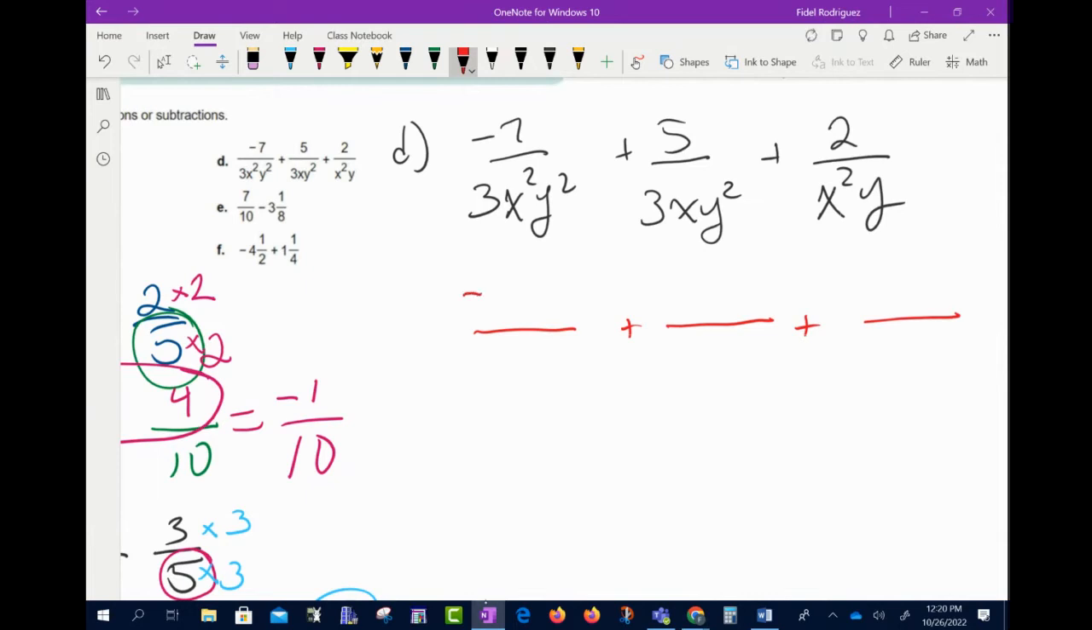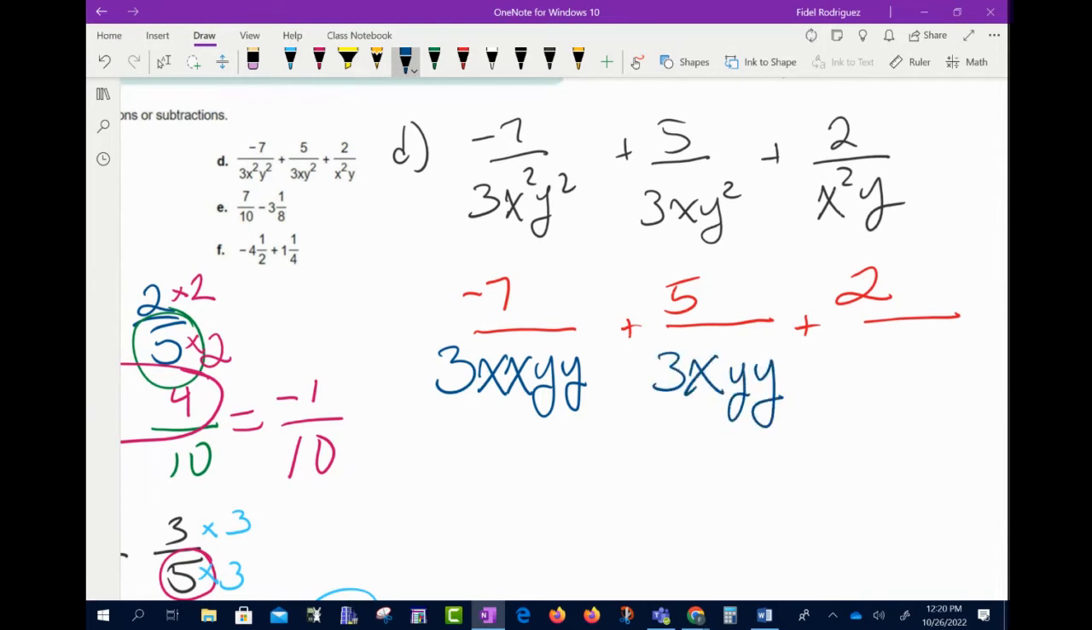So look, I'm going to leave my numbers on the top alone, -7, 5, and 2, to break down my bottom numbers. So 3x squared y squared. Remember, x squared means that there's just 2 of them, and y squared means that there's 2 of them, okay? 3xy squared means there's a 3, there's 1x, and there's 2 y's. And then an x squared y means that there's 2 x's and 1 y, okay? And again, I'm really trying to go really, really slow here, y'all, because I want us to get the idea.